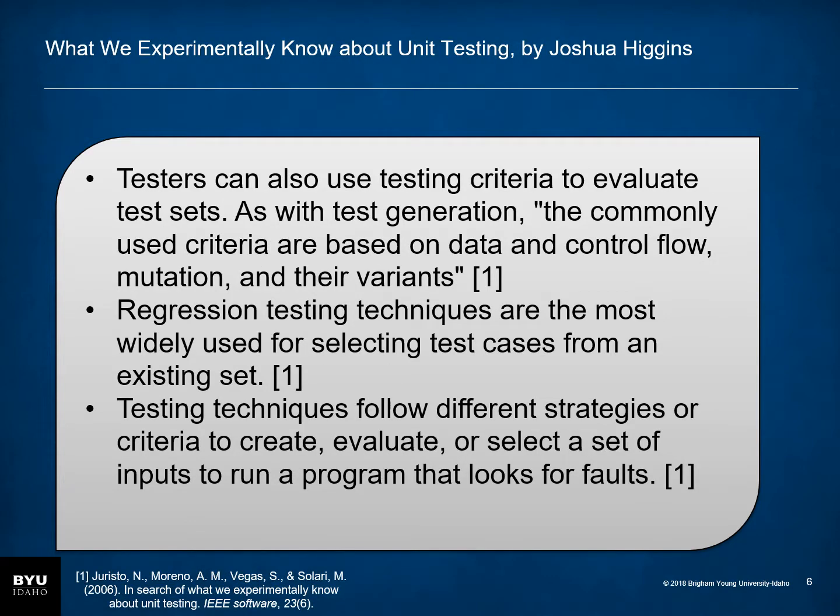This slide will talk about what we experimentally know about unit testing. Testers can also use testing criteria to evaluate test sets. As with test generation, the commonly used criteria are based on data and control flow, mutation and their variants. Regression testing techniques are the most widely used for selecting test cases from an existing set. Testing techniques follow different strategies or criteria to create, evaluate, or select a set of inputs to run a program that looks for faults.